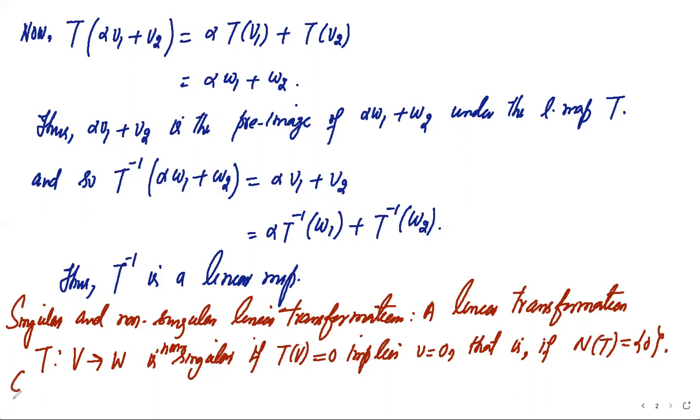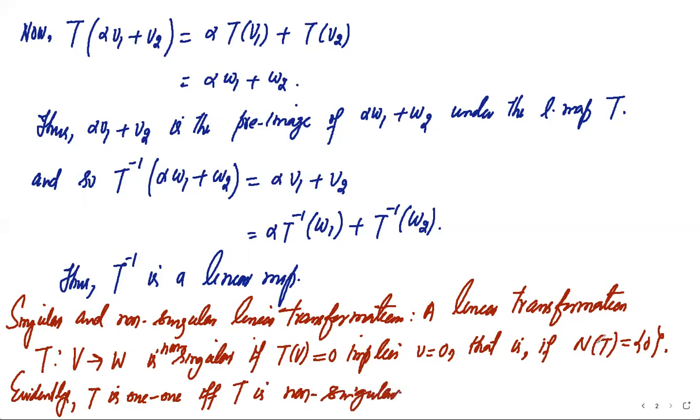So thus evidently T is 1-1 if and only if T is non-singular. Because we know that T is 1-1 if and only if nullity of T is equal to 0. But now we are defining that a transformation is non-singular if its null space is equal to 0. But this is a necessary and sufficient condition for a linear transformation to be 1-1. And so a linear transformation is 1-1 if and only if it is non-singular.